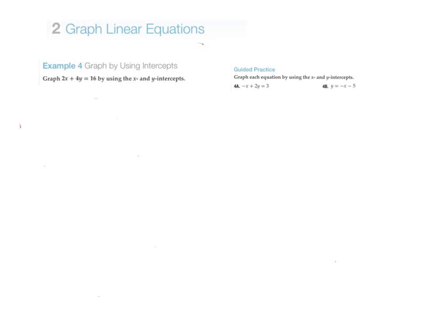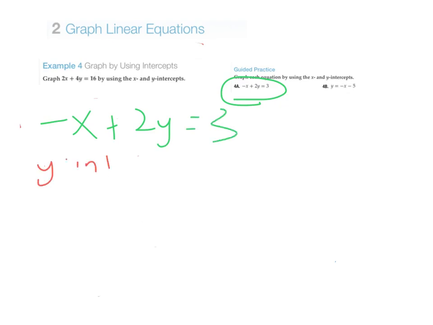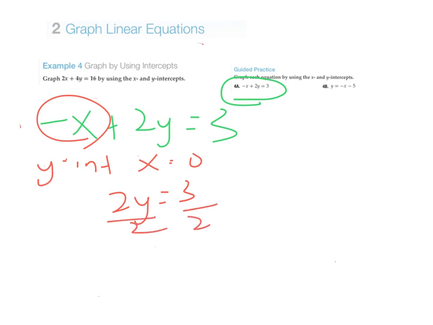Now let's look at this particular problem. I have a negative x plus 2y equals 3. I want to find the y-intercept, so I'm going to make x equal 0. This disappears, so I just have 2y equals 3, divide by 2, y equals 3 halves. So there's my y-intercept, and the coordinate of that is (0, 3/2). Now let's find the x-intercept.